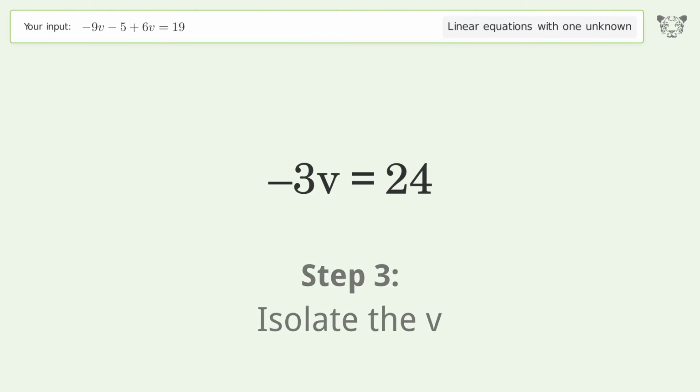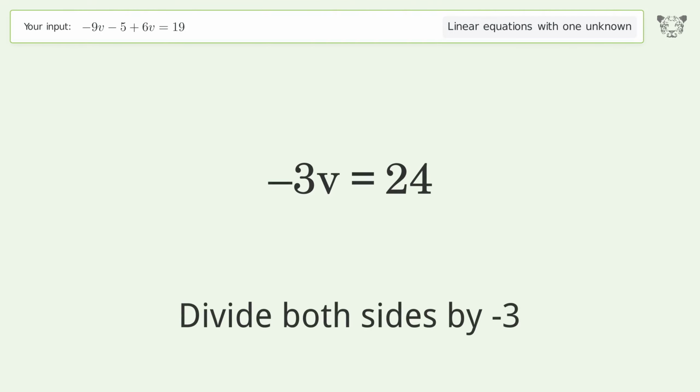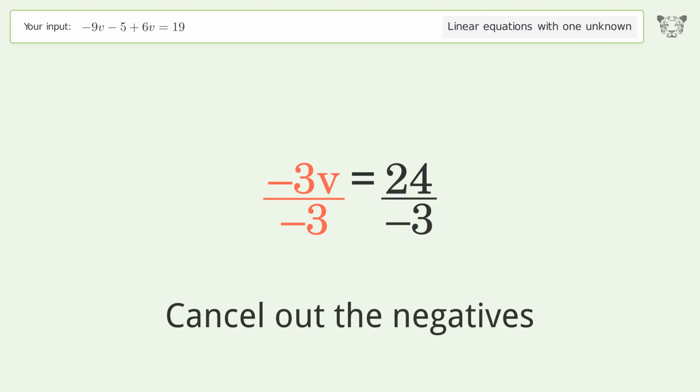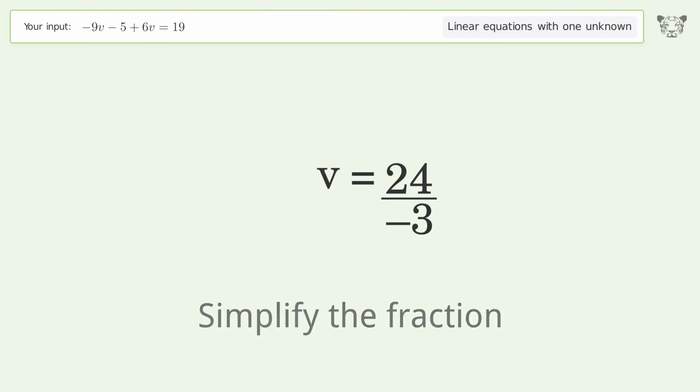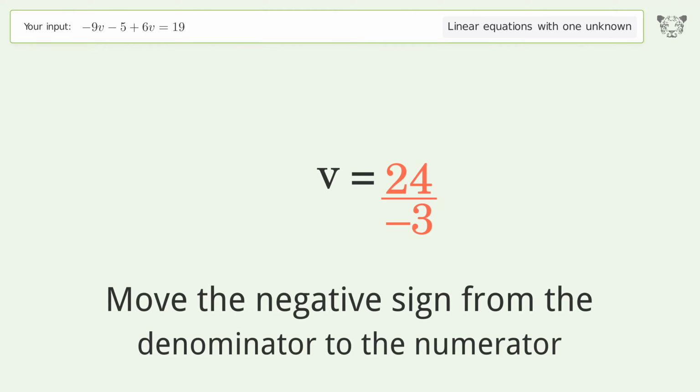Isolate the v. Divide both sides by -3. Cancel out the negatives. Simplify the fraction. Move the negative sign from the denominator to the numerator.